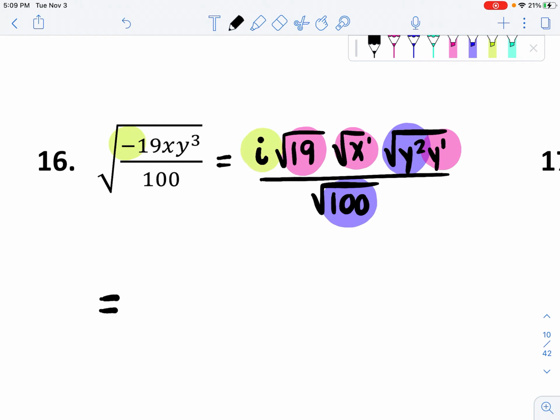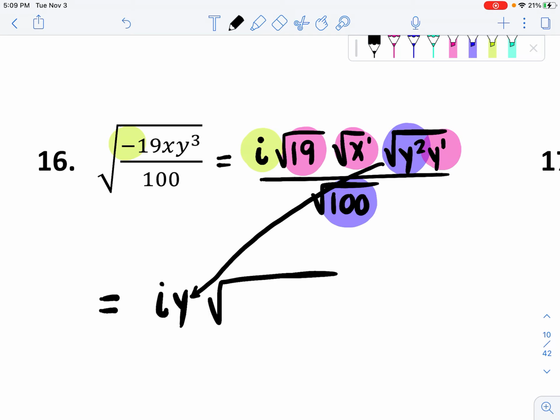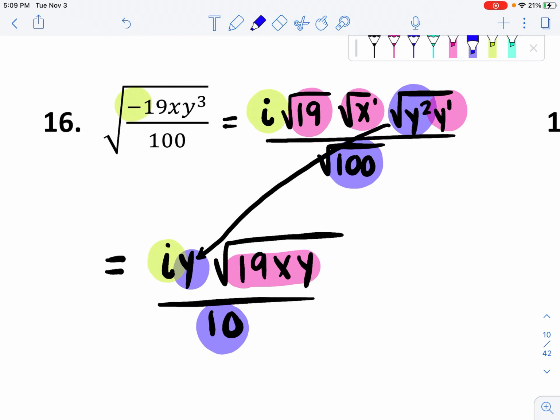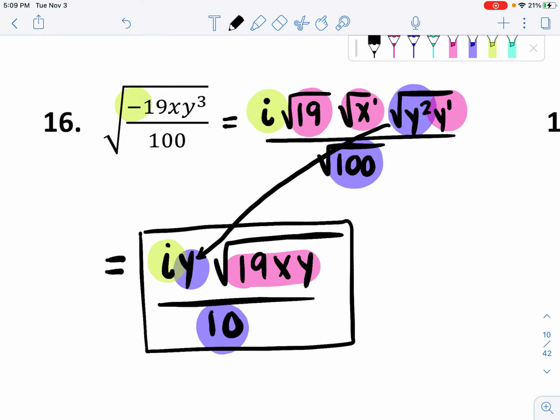So this gives me iy squared. Nope, sorry, iy. The square root of y squared gives me y. And then we had 19, x, and y trapped underneath. Those have to stay. And on bottom, the square root of 100 is 10. So that is our answer.